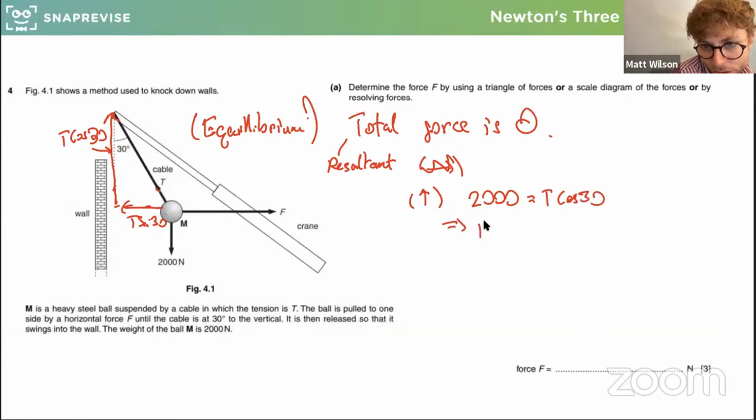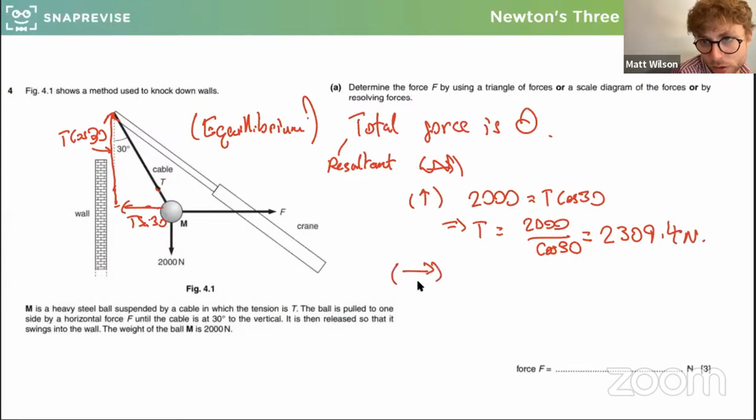So that implies we can find out T. T is going to be 2,000 divided by cos 30. Chuck that in a calculator and you get 2309.4. And that's newtons. Now let's look at the horizontal bar because we want to figure out F.